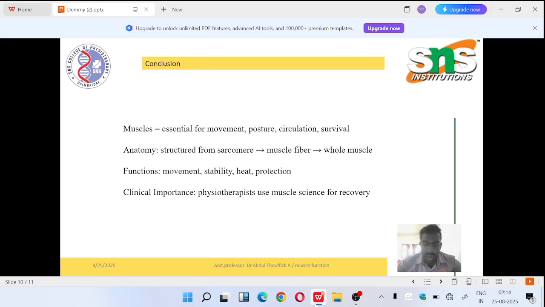Now we can conclude the topic. Muscles are essential for movement, posture, circulation, and survival. These structures, from sarcomere to whole muscle, support these functions. For the physiotherapist, a deep understanding of muscle science is critical in helping the patient to recover and regain their functions.